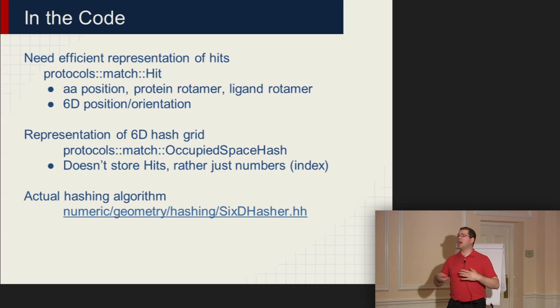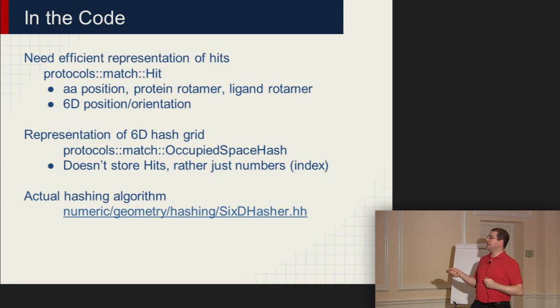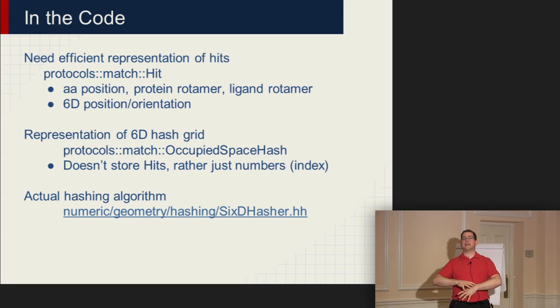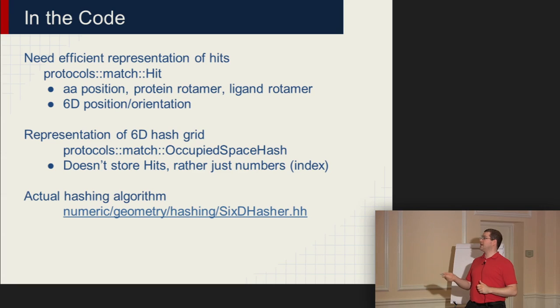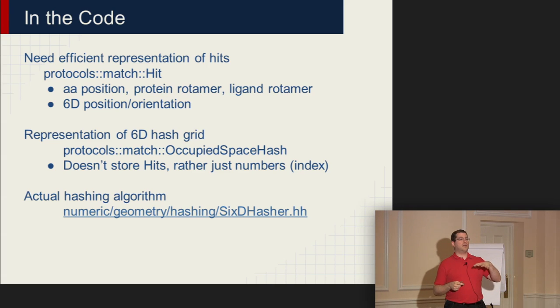So as I mentioned, you can get a large number of potential hits. So we have all of these different rotamer combinations, all of the geometry flexibility. And so you need an efficient way of storing that information. And the way that we store the information efficiently is via this hit object. Instead of representing a protein with a particular ligand and all the atoms in the conformation, it reduces that orientation of the ligand into a very small representation where we just have the amino acid position for the side chain that built that position, what protein rotamer it was, what ligand rotamer it was, and the six-dimensional position and orientation for that representative of the ligand.